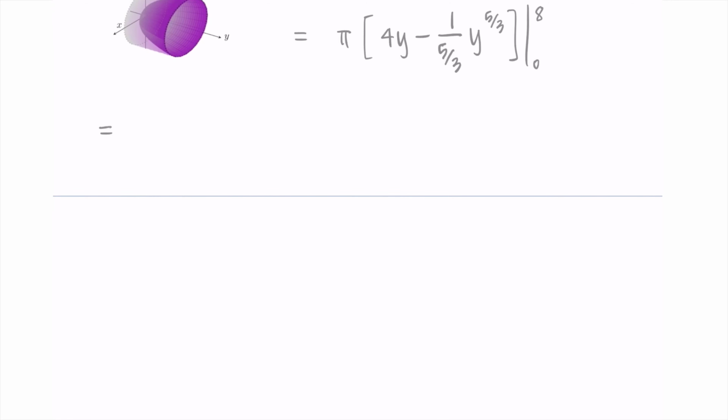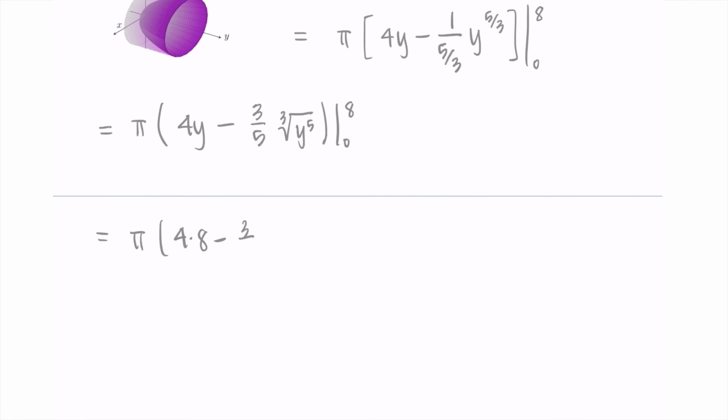Something that might be helpful just as an intermediate step is to simplify this a little bit. So that fraction 1 over 5/3, we can multiply by the reciprocal for 3/5. And then I am going to just replace this as the cube root of y to the 5th. So I'm converting it back into a radical, just to help me out with the math. Okay, so we plug in 8 first. So 4 times 8 minus 3/5 times the cube root of 8 to the 5th. And then I subtract off what happens when I plug in 0. But that one's just going to disappear, which is nice. That keeps happening to us with the way these problems have been set up.